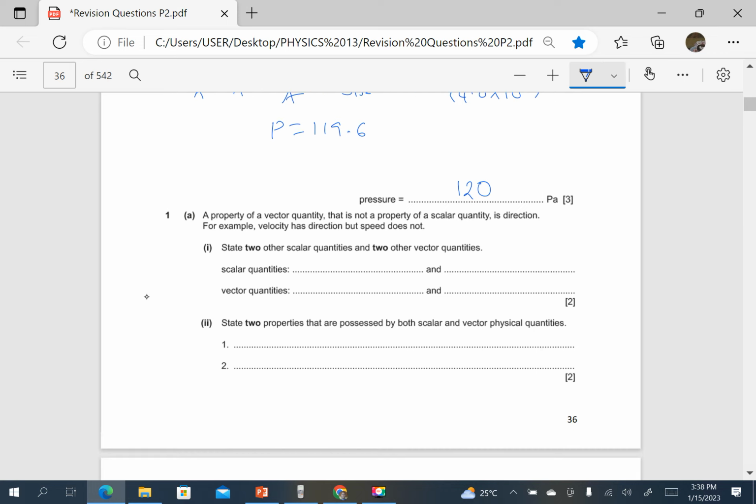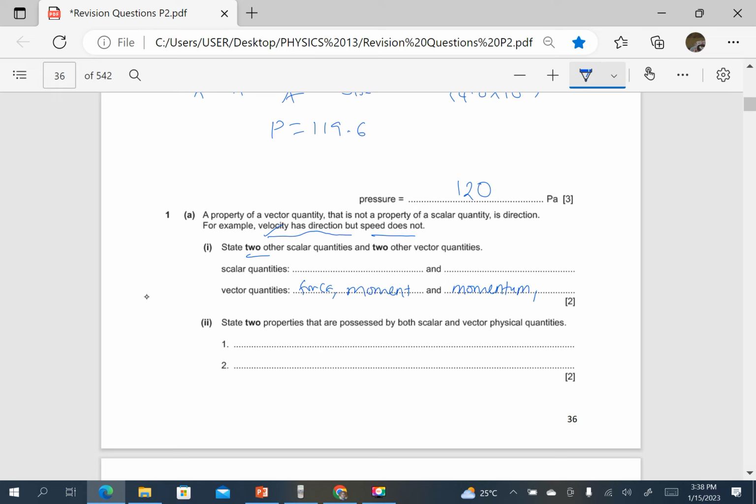A property of a vector quantity that is not a property of a scalar quantity is direction. For example, velocity has direction but speed does not. State 2 other scalar quantities and 2 other vector quantities. To start with the vector quantities, there are 6. One has been mentioned, velocity. The others are force or weight. You can talk about moment. You can talk about momentum. They only wanted 2. I will give you all the 5 remaining.